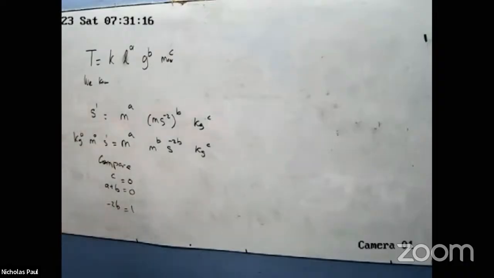Tell me what A, B, and C are. C is 0. But here, B is a half, and A is a half.